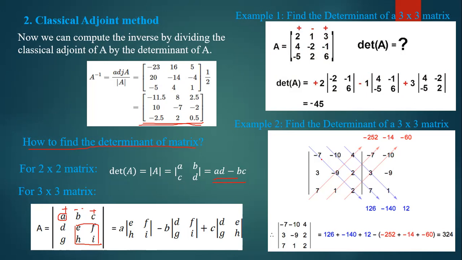Or someone can easily find the determinant of another matrix, minus 7, 10, 4, 3, minus 9, 2, 7, 1, 2, like this. Taking the multiplication of this as positive: minus 7 times minus 9 times 2, which gives positive 126. Minus 10 times 2 times 7 gives minus 140. And 4 times 3 times 1 is equal to 12.